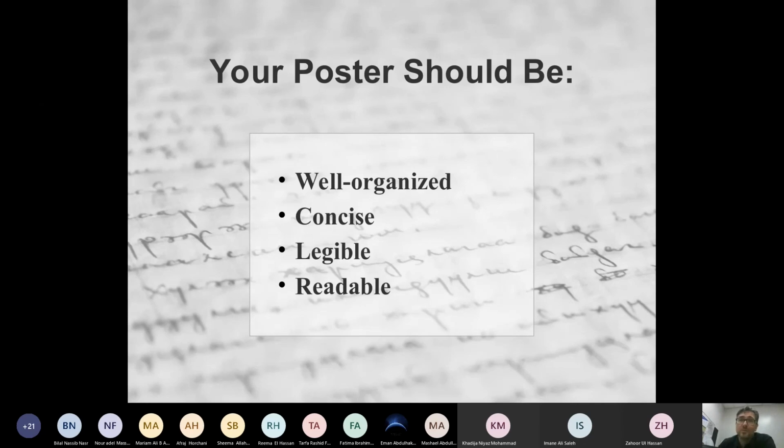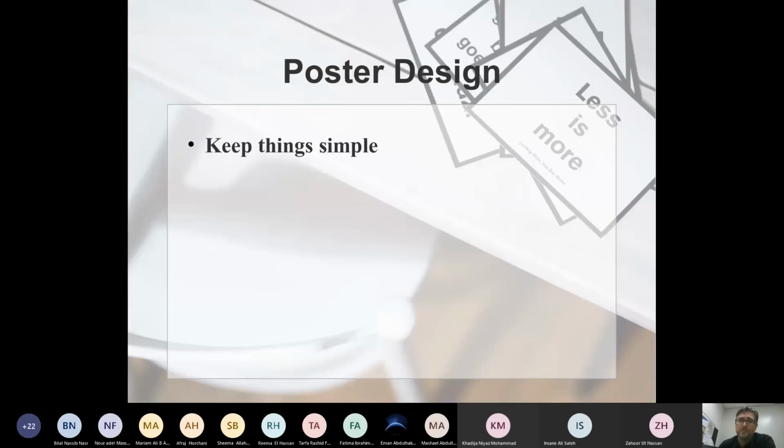Okay, so first of all, we all know this, that posters need to be well organized. They should be concise. Any kind of scientific communication really should aim for being concise. You don't want to force someone to stand in front of your poster for half an hour trying to read the whole thing. Okay, so it needs to be fairly brief. It needs to be readable and legible. Okay, so what do we mean by that? So let's talk about this.